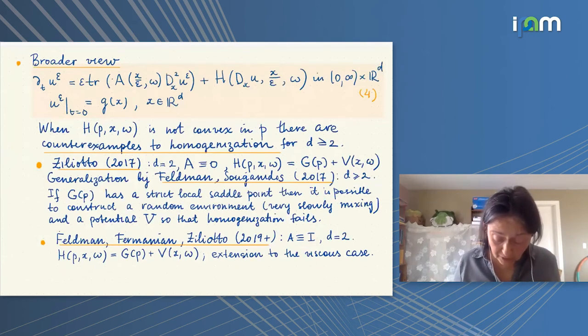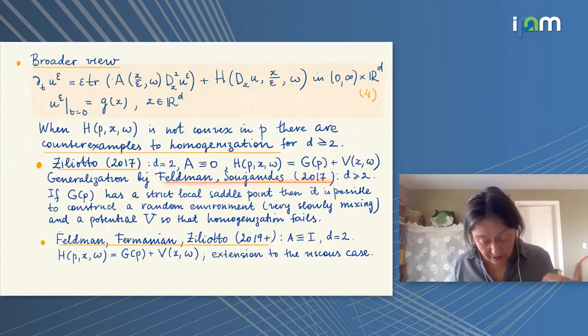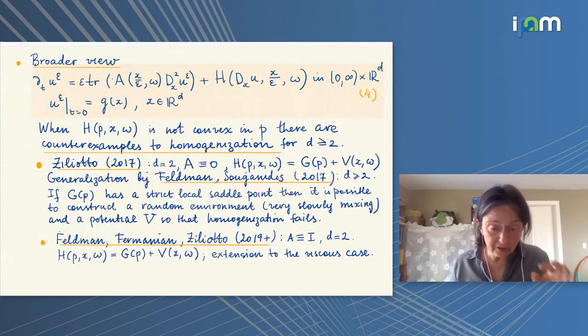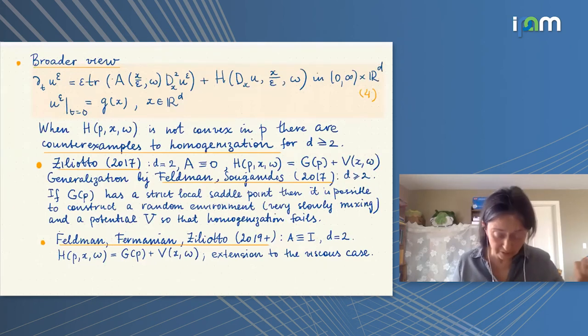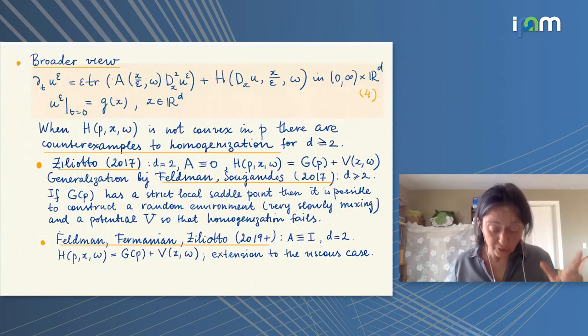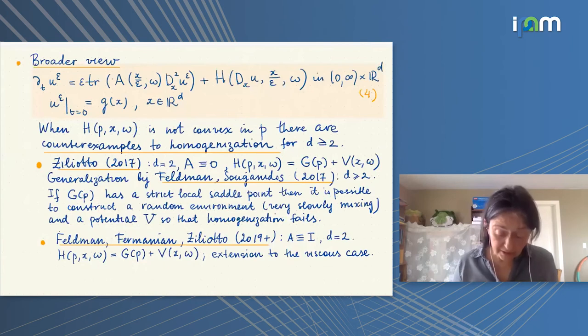Then Feldman and Souganidis generalized this example, basically saying that whenever G of P has a strict local saddle point, then it is possible to construct a random environment, which is very, very slowly mixing, and a potential V so that homogenization fails. So this identified at least one of the reasons for which homogenization may fail. And this dealt with the inviscid case.